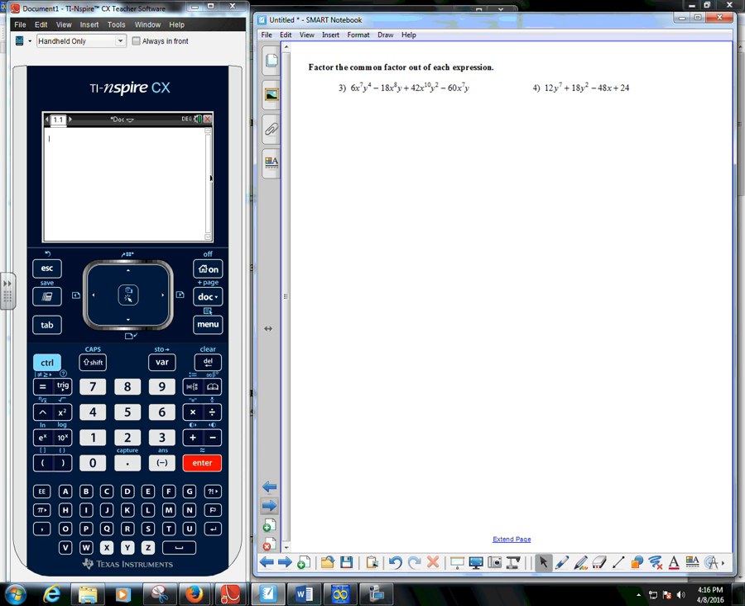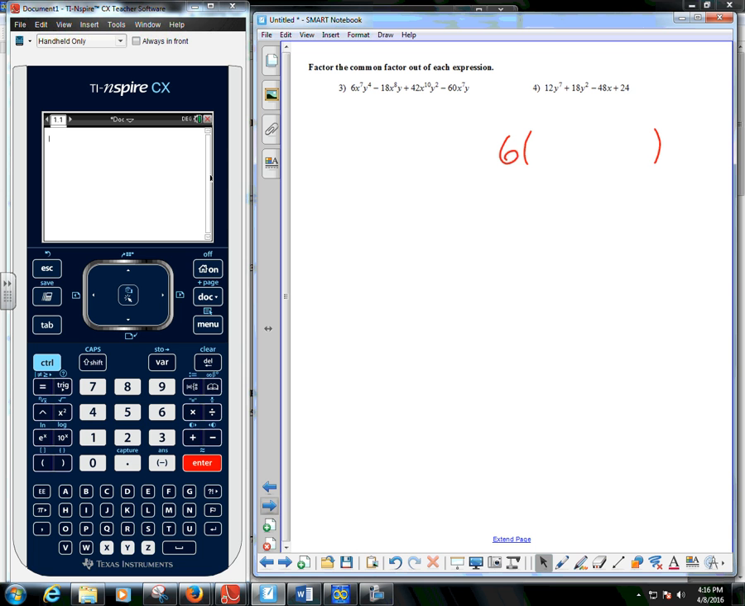So now I want to figure out what the biggest factor for each one is number-wise: 12, 18, 48, and 24. The first thing that pops into my head is they're all even, so I know 2 can come out. But I look at 12 and 18 and both of those are multiples of 6. Is 48 a multiple of 6? Yeah, 6 times 8 is 48, and does 6 go into 24? Yes. So I'm going to see if 6 is my greatest common factor.